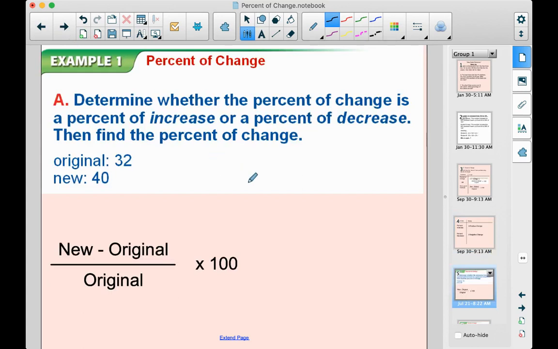So let's do an example here. We want to determine whether the percent of change is an increase or decrease, and find the percent change. Here it says our number started at 32 and then it went to 40. Did that go up or down? Well, 40 is bigger than 32, so my number went up. That tells me this is going to be a certain percent increase. To find how much of an increase it is, I have to find how much it changed. So the new minus the original. It went from 32 to 40. That's a change of 8.